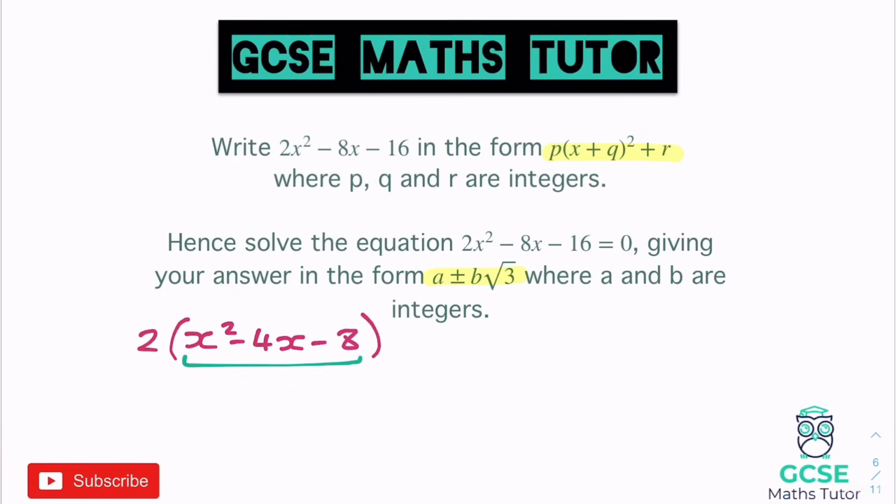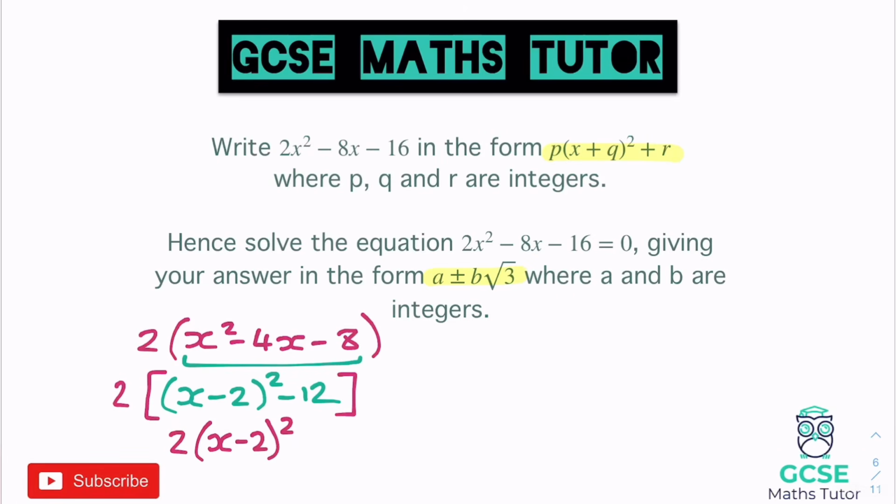So half that coefficient of x, and we have x minus 2 in brackets squared, and that's going to make plus 4 at the end, and we want minus 8, so we're going to have to subtract 12 there to make that balance out. Reintroducing that 2, let's see what we get. There we go, reintroduce the 2, and we have 2 lots of x minus 2 squared minus 24.